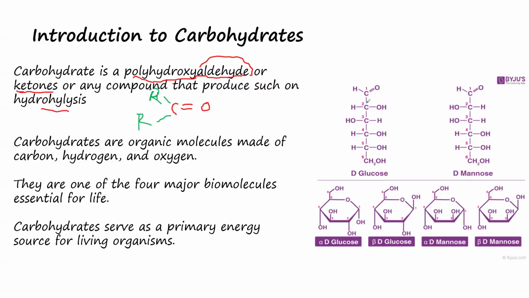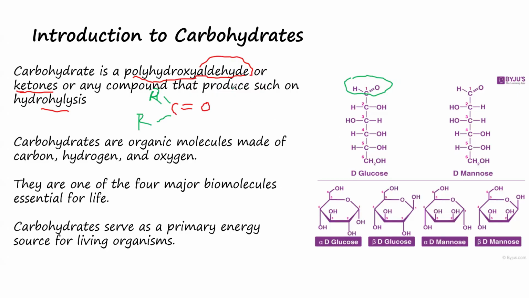Like for example, look at this carbon 1 here, as you can see clearly. On this carbon 1, there is one free hydrogen attached to the carbon. This tells you that this is an aldehyde. And if this hydrogen is replaced with an alkyl group or with another carbon atom, it is no longer considered an aldehyde, rather it is a ketone functional group. So carbohydrate is defined as polyhydroxyaldehyde or ketone.